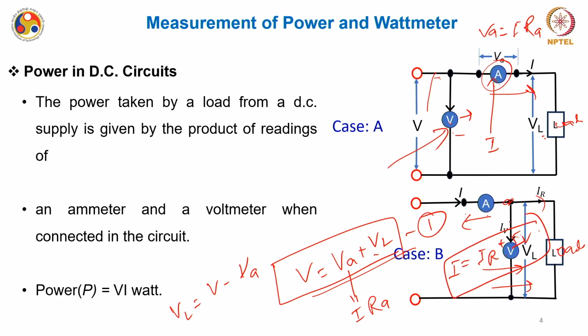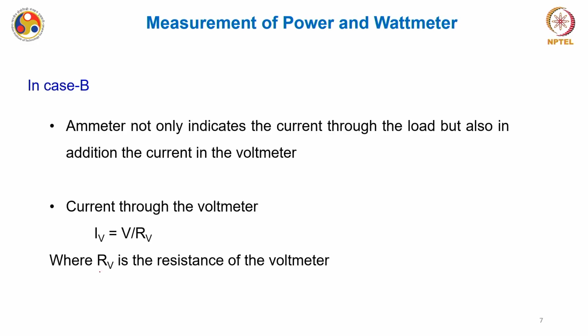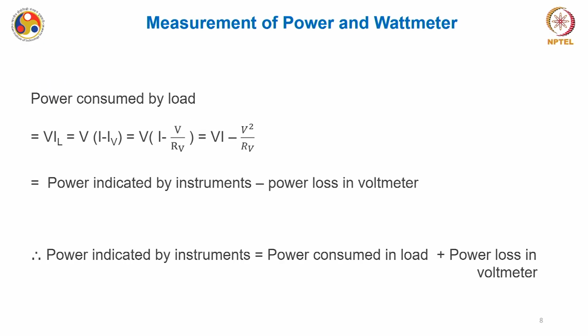So the value of the ammeter current is IR plus IV. As I was mentioning, the ammeter does not only indicate the current flowing through the load, but it also includes the current in the voltmeter. And the current in the voltmeter, if I know the resistance of the voltmeter, say RV, can be given as IV equal to V by RV, and I am calling this equation 4. So IV is equal to V by RV, where RV is the resistance of the voltmeter.